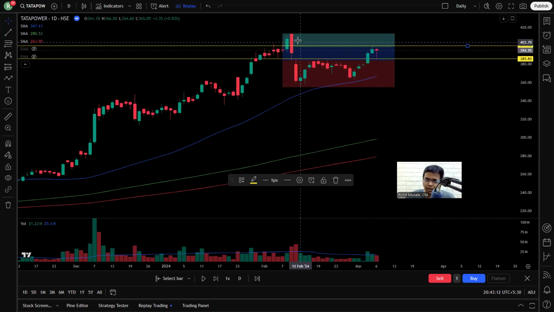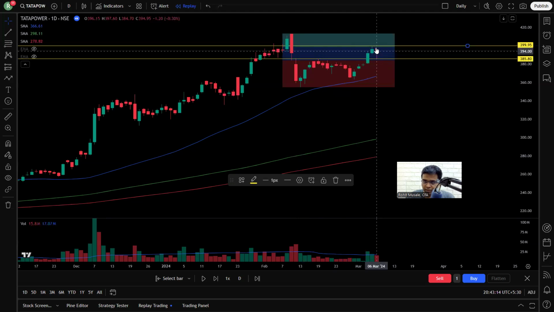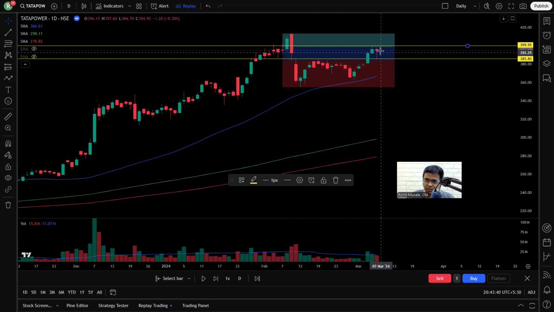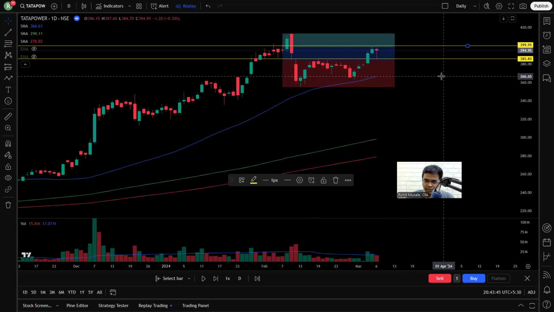Obviously, the closer you buy to point number one, closer you buy to the high of the base, the lesser is the overhead supply. And the lesser is the overhead supply, the lesser is the risk that you are taking. Correct? So if you take a trade at this yellow line, that is a less risky trade than this yellow line, because you are buying the stock coming out of the red zone. So the probability of success on this yellow line is more than the probability of success on this particular yellow line. So that's the risk management I wanted to talk to you about.